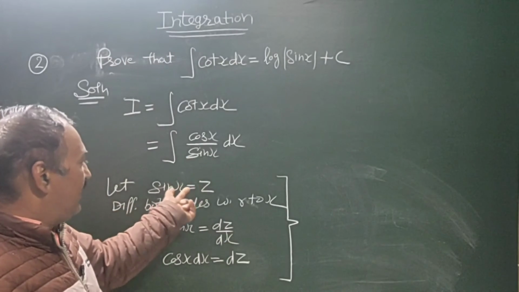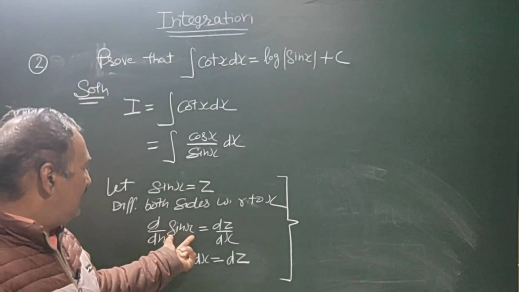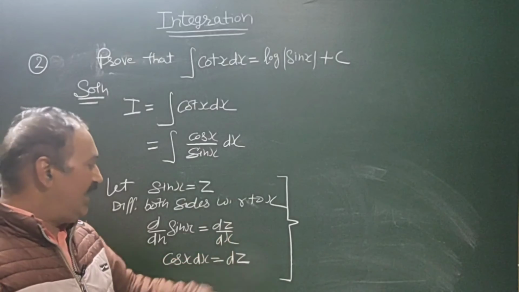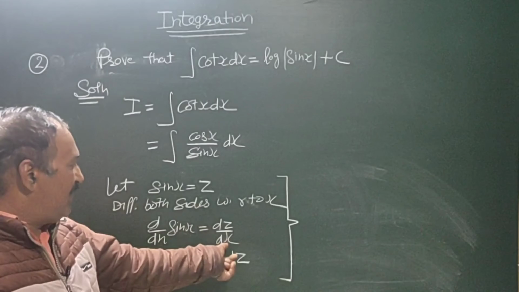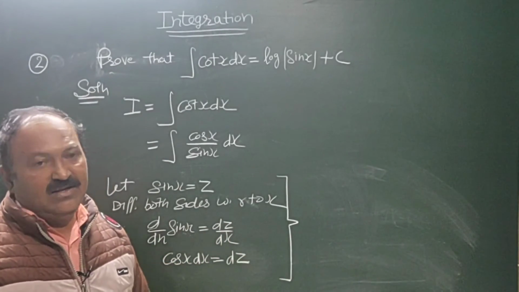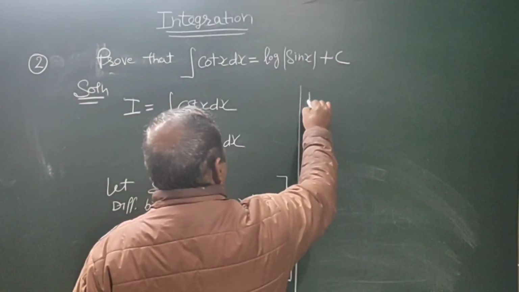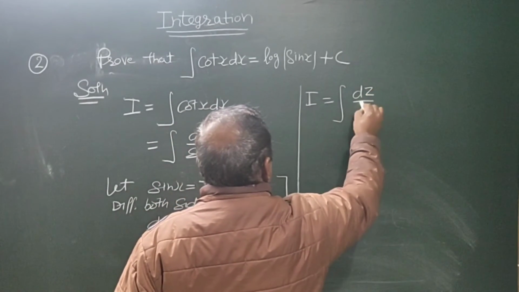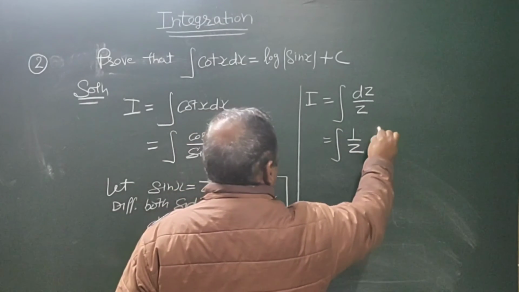By substituting sin x is equal to z, after differentiation with respect to x, we get derivative of sin x is equal to dz upon dx. Derivative of sin x is cos x, multiplied by dx, we get cos x dx is equal to dz. Therefore, after substitution, this question becomes I is equal to integration of dz in the numerator and z in the denominator, that is 1 by z dz.